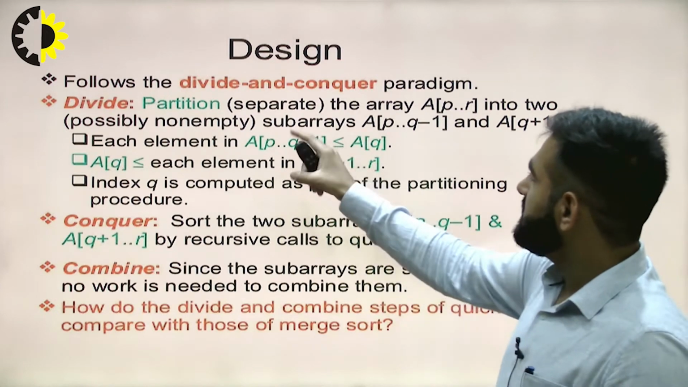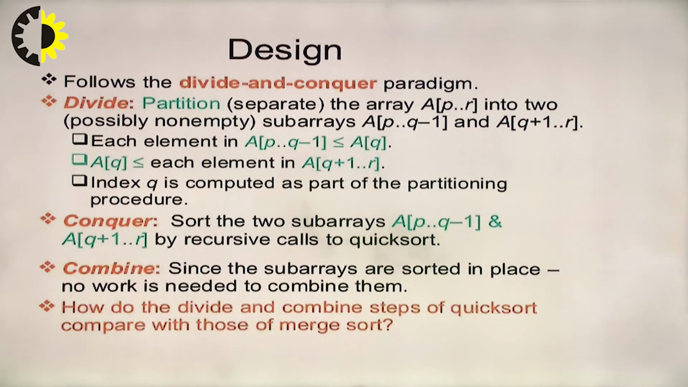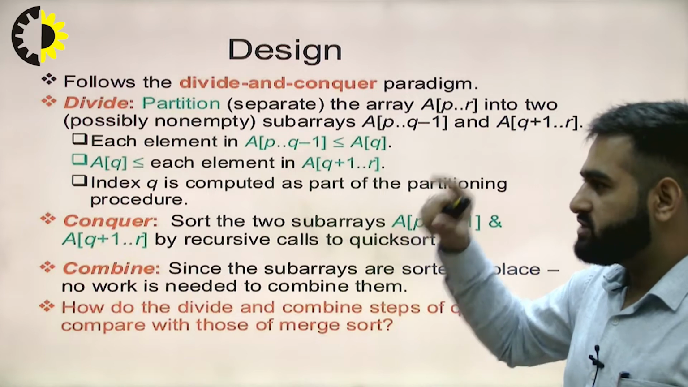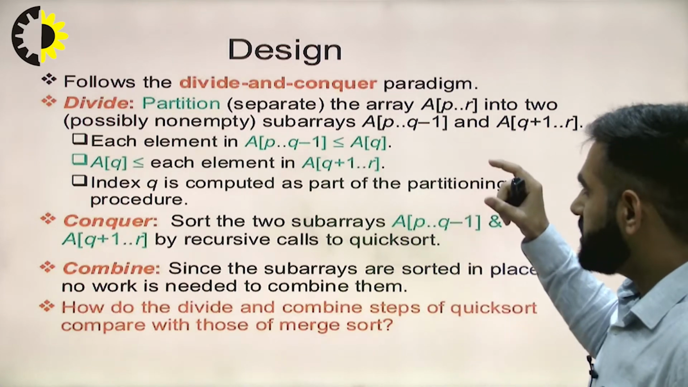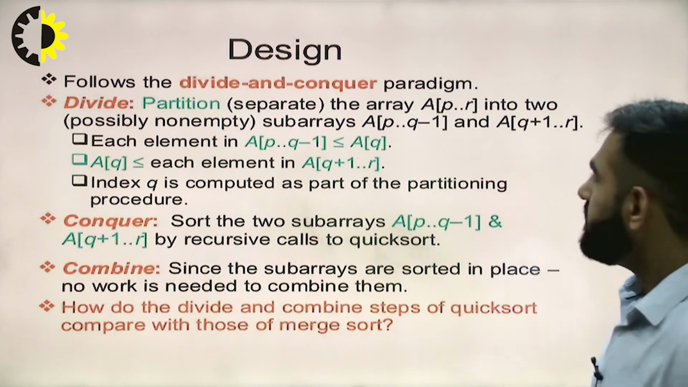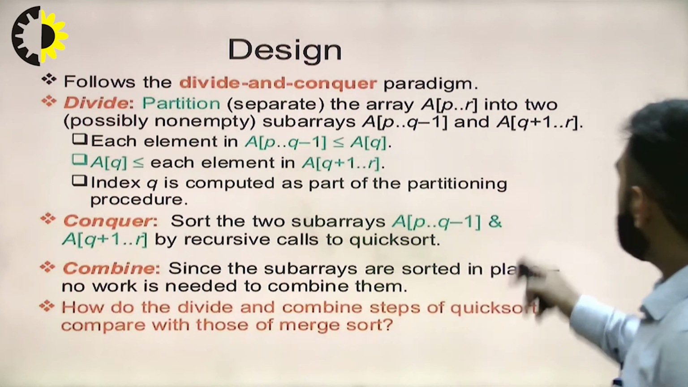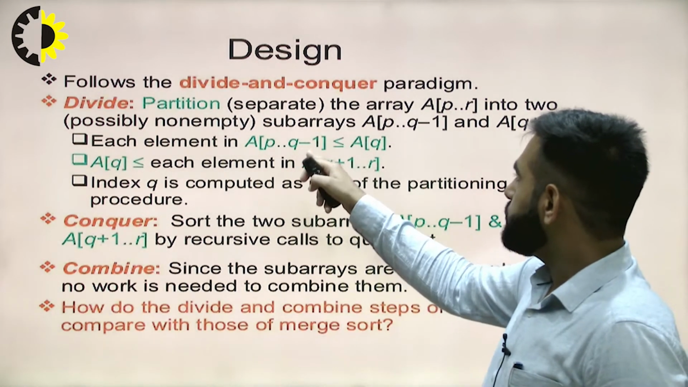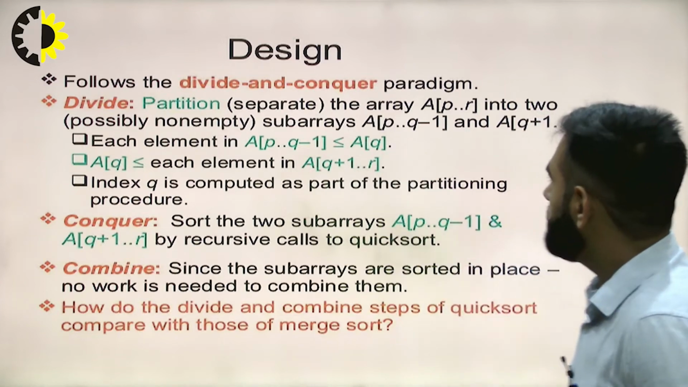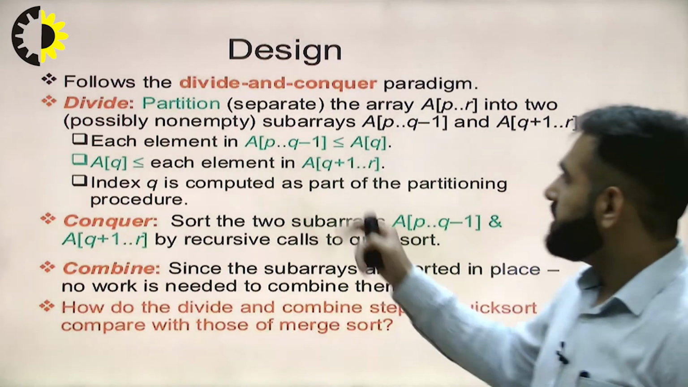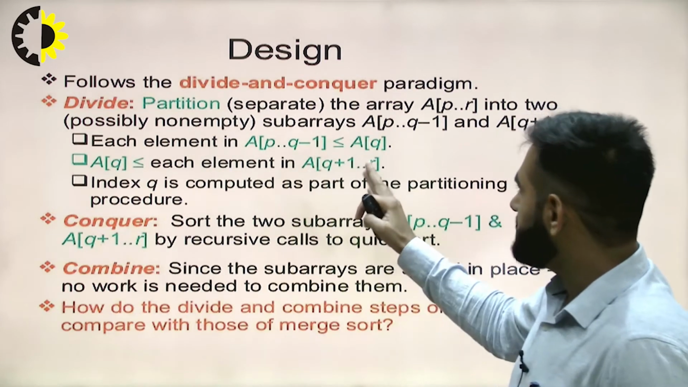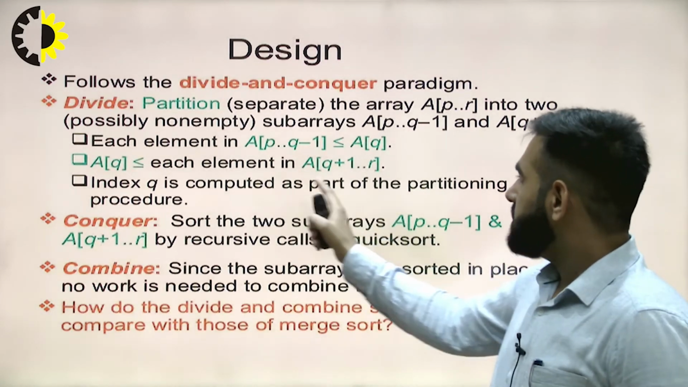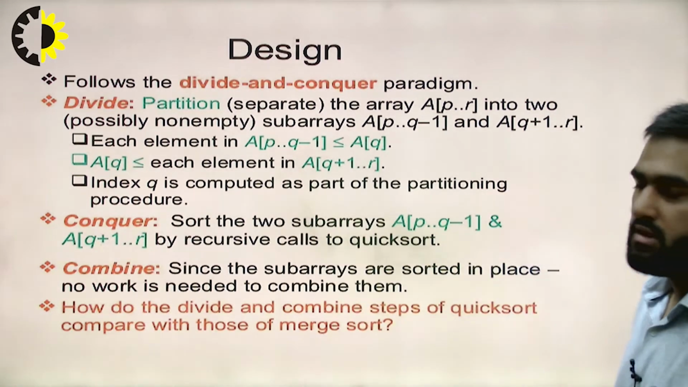The first part, partitioning, separates the array A[p..r] into two possibly non-empty subarrays. That means we have taken either the first value or last value as a pivot, and we will place the pivot at its correct position after the first partition. That is A[p..q-1] and A[q+1..r]. Next, each element in A[p..q-1] is less than or equal to A[q], where q is the middle element. And each element in the next subarray should be larger than A[q]. A[q] is basically the pivot element, whereas the index q is computed as a part of the partitioning procedure. Now, next part, conquer.